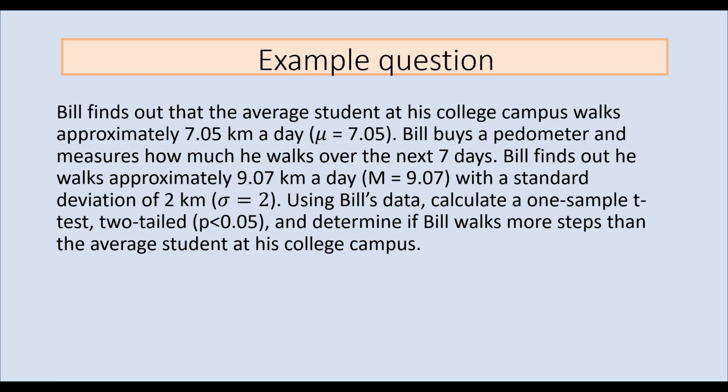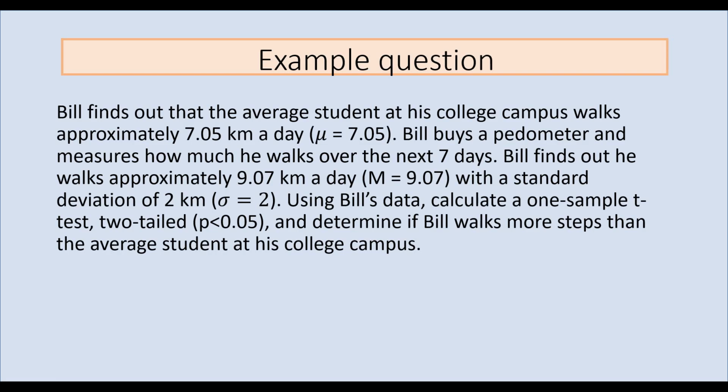Bill finds out that the average student at his college campus walks approximately 7.05 kilometers a day, which is a population mean of 7.05. So Bill decides to buy a pedometer and measure how much he walks over the next 7 days. Bill finds out he walks approximately 9.0 kilometers a day for a mean of 9.07 with a standard deviation of 2 kilometers. So using Bill's data, calculate a one sample t-test, two-tailed, and determine if Bill walks more steps than the average student at his college campus.